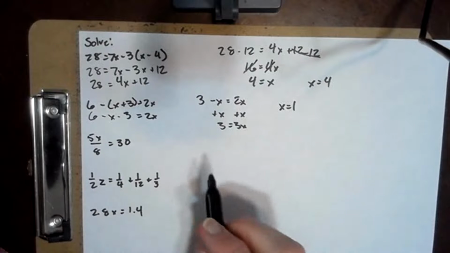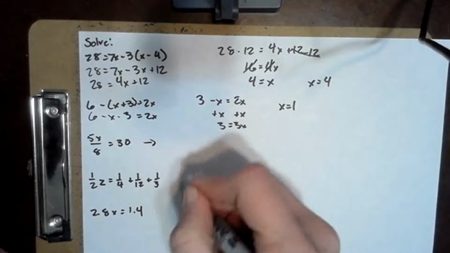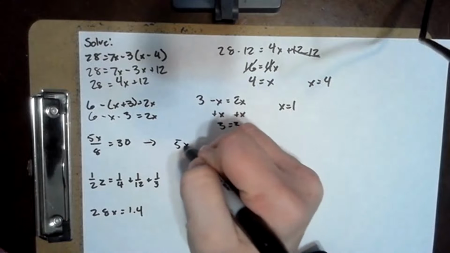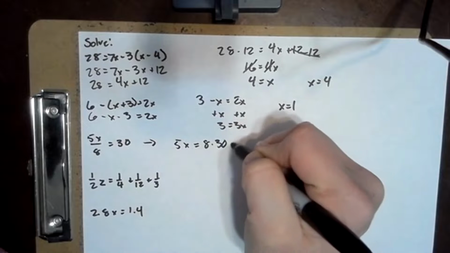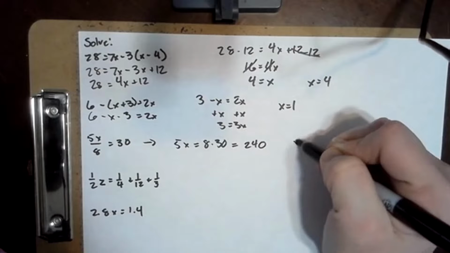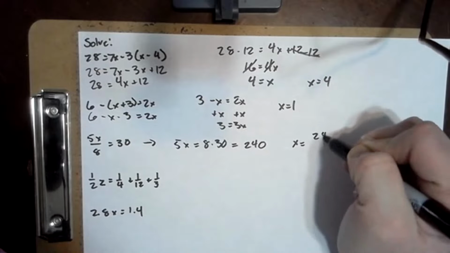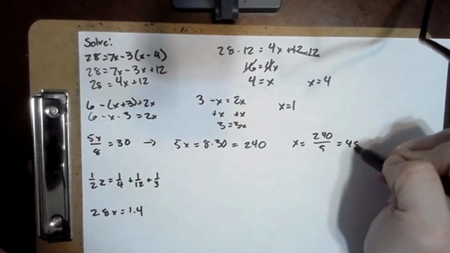Here I've got 5x over 8 equals 30. I multiply both sides by 8 to get 5x equals 8 times 30, which is 240. And I divide both sides by 5 to get x equals 240 over 5, which is 48.